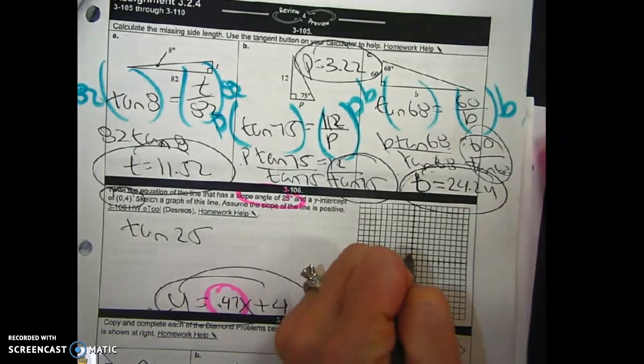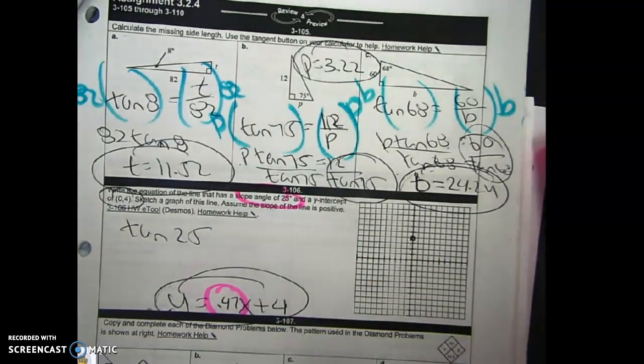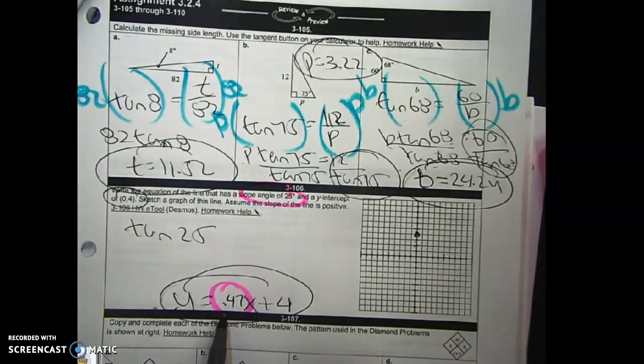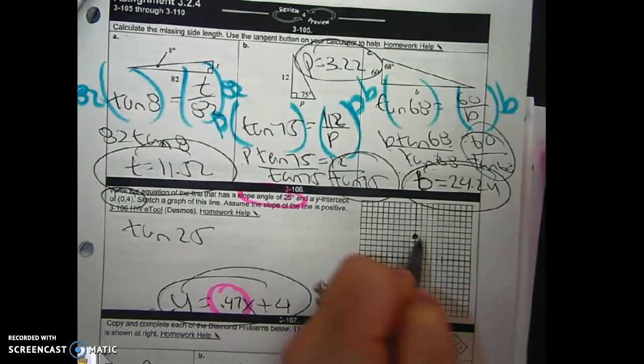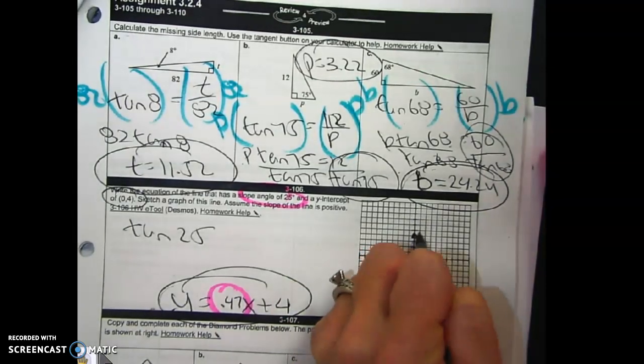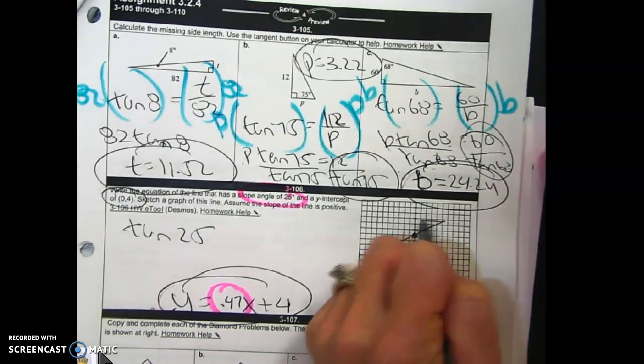Done. Okay? And I can graph this by going up 4, 1, 2, 3, 4. And then I can go up 0.47. 0.47 is about a half. So up a half, right one. Up a half, right one.